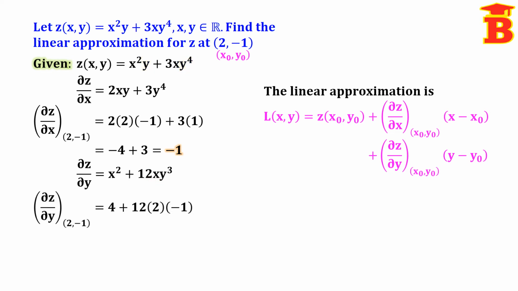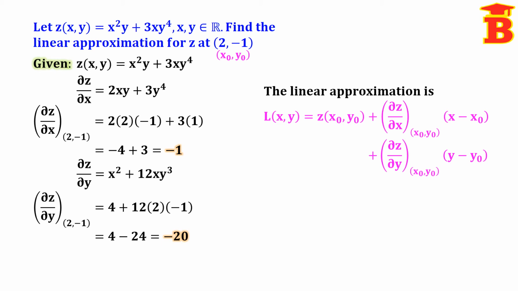Substitute the point 2 comma minus 1. That means put x is equal to 2. So 2 square 4 plus 12 into x value 2, y value minus 1 cube is minus 1. So this is 4 minus 12 into 2 24. That is equal to minus 20.